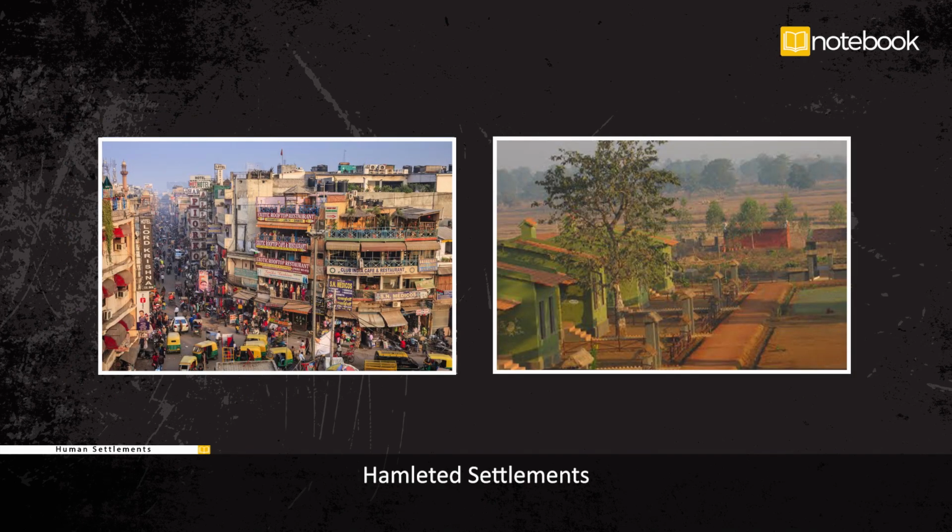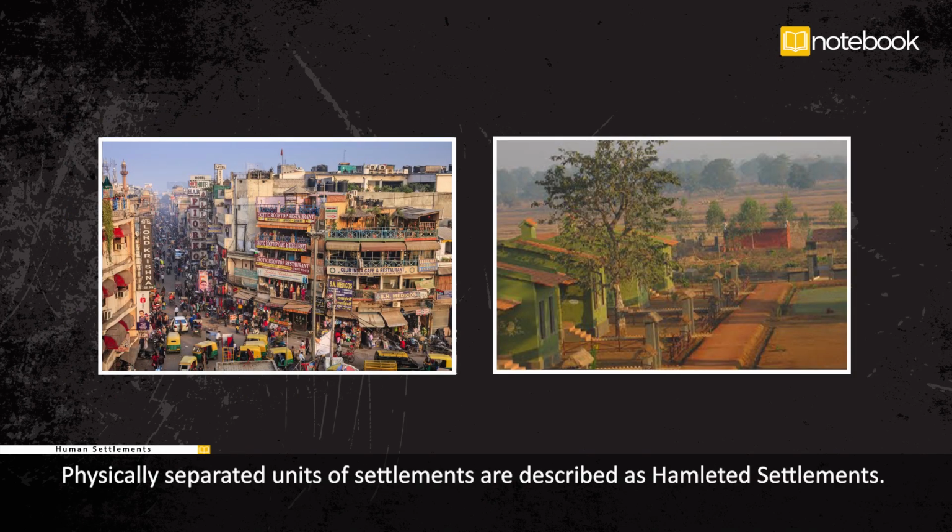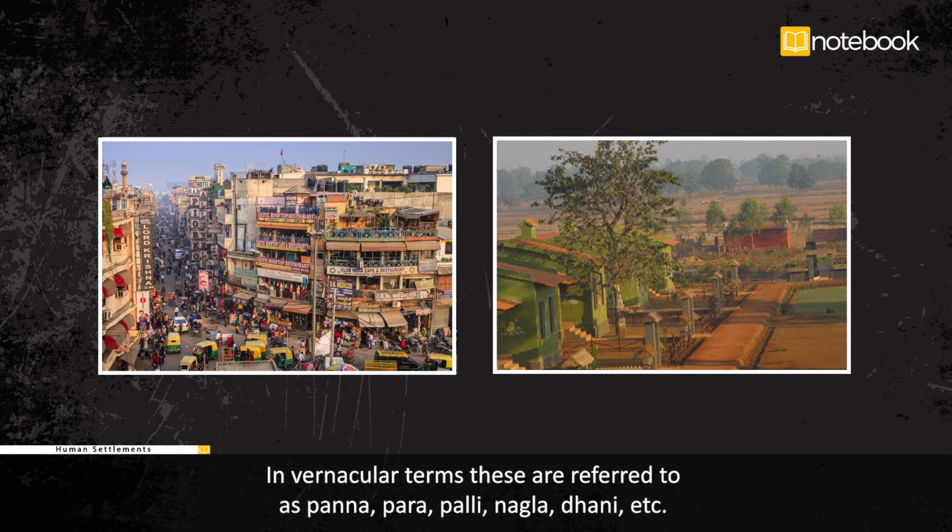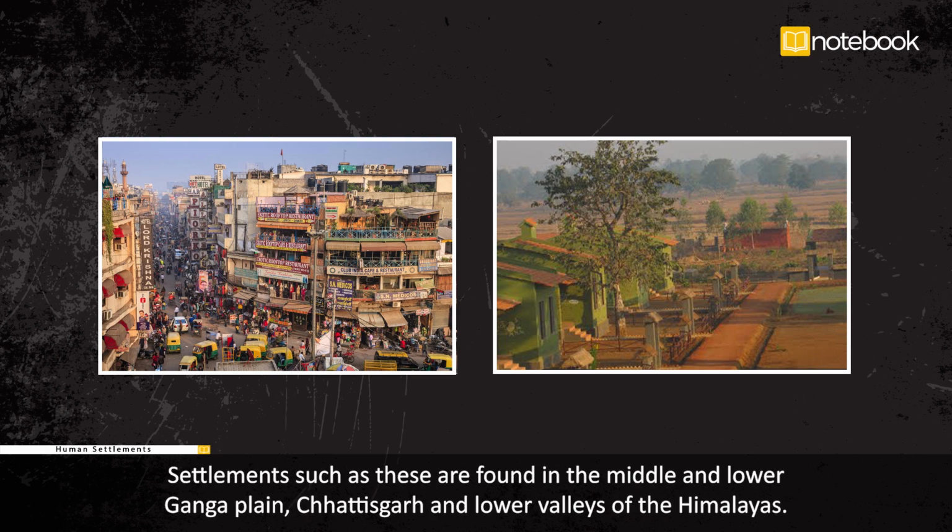Hamleted settlements. Physically separated units of settlements are described as hamleted settlements. In vernacular terms, these are referred to as Panna, Para, Pali, Nagla, Dhani, etc. Settlements such as these are found in the middle and lower Ganga plain, Chhattisgarh, and lower valleys of the Himalayas.